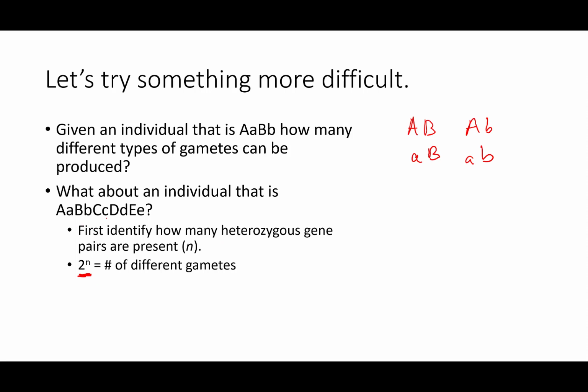So in this case, how many heterozygous gene pairs do we have? These ones: 1 is heterozygous, 2 is heterozygous, the C is heterozygous, D is heterozygous, and the E is heterozygous. So they're all heterozygous. So this is 1, 2, 3, 4, 5. So I could do 2 to the 5th to give me my answer, which is what? 2 times 2, 4 times 2, 8 times 2, 16 times 2, 32.